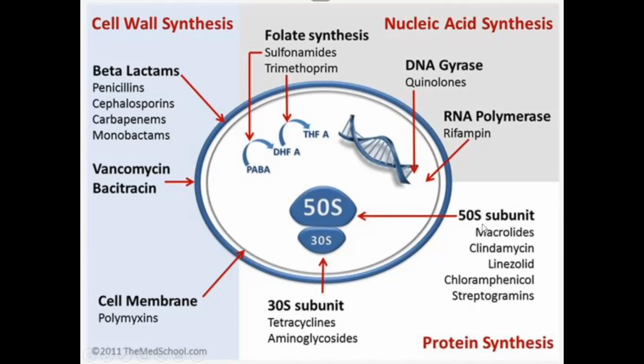50S subunit, there are 5 groups. 50 for 5 groups. So you have to remember these 5 groups: macrolide, clindamycin, linezolid, chloramphenicol, and streptogramin. Macrolides and chloramphenicol are important to remember.